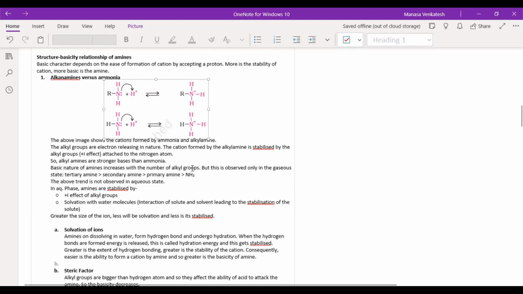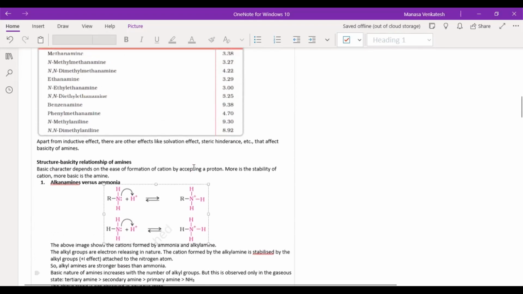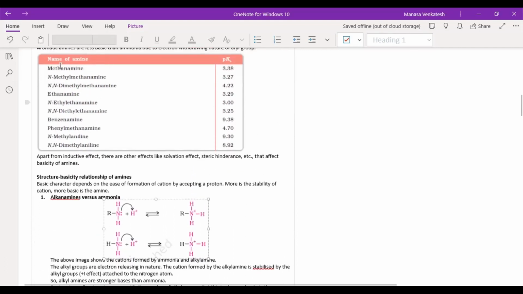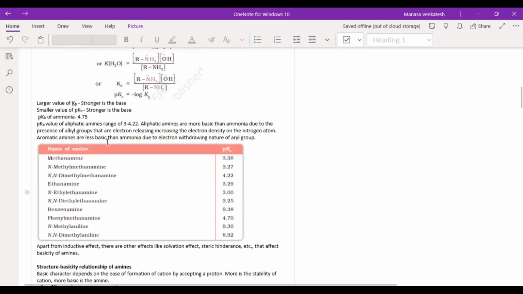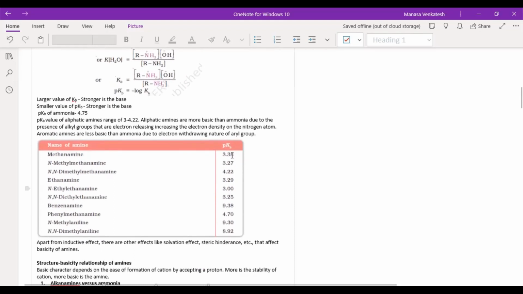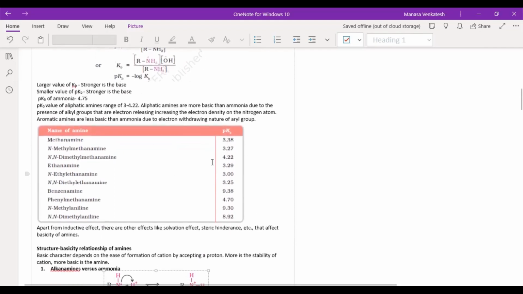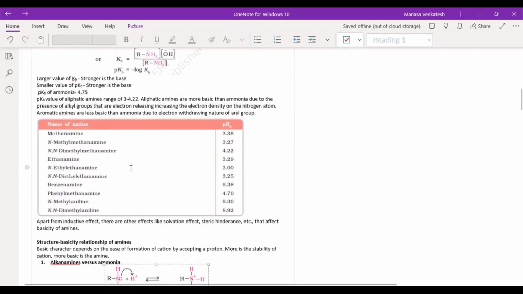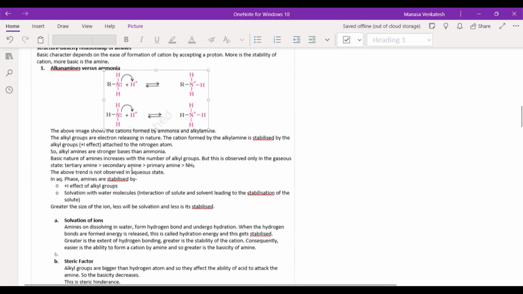Now, when we talked about the plus I effect, that is the inductive effect shown by the alkyl groups, that obviously implied that a tertiary amine is going to be more basic than secondary, than primary, than NH3. This is observed in the gaseous phase. But for some reason, the same thing was not observed in the liquid phase. Here you have methanamine, and the pKb values are given, and it has a smaller pKb value than N,N-diethyl methanamine. So there was something going on, and they wanted to figure out why.